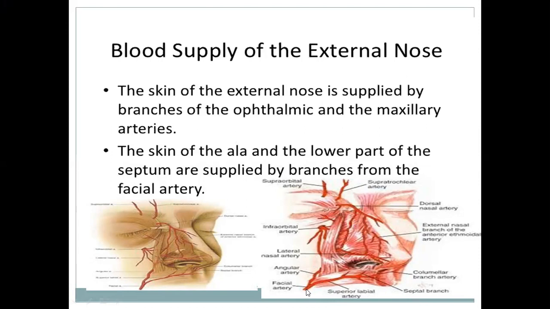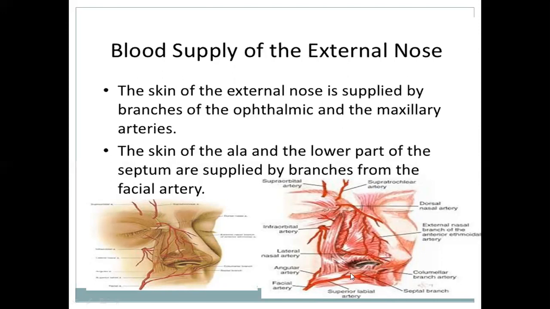So this is the facial artery, and this is the angular artery. These are the lateral nasal branches, which are branches of the facial artery. This is the superior labial artery, and this is a septal branch which supplies the columella.